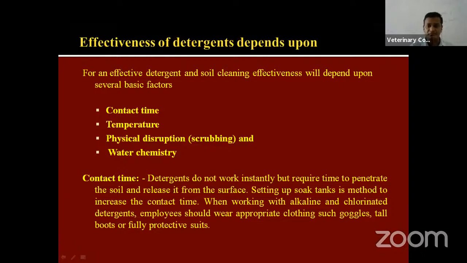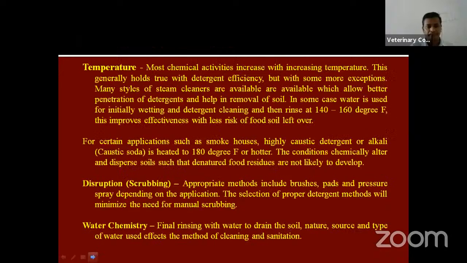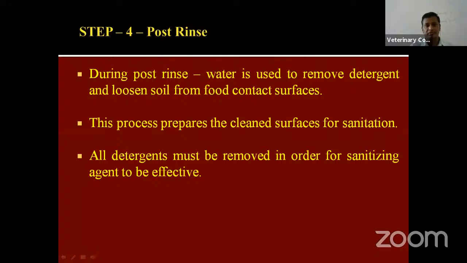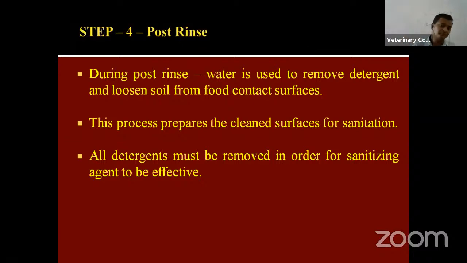The temperature is also very important. Okay, the mechanical disruption that we achieve, that is important. The post rinse. Okay, in this post rinse, what are we removing? We are removing the detergent. Okay, and this detergent, where it is present along with the loosened soil, both are present on this contact surface. They have to be removed.